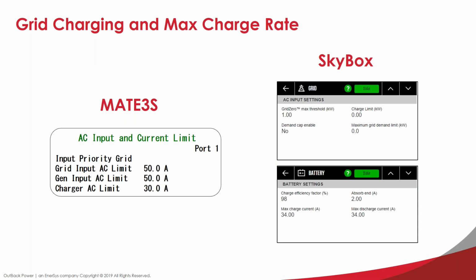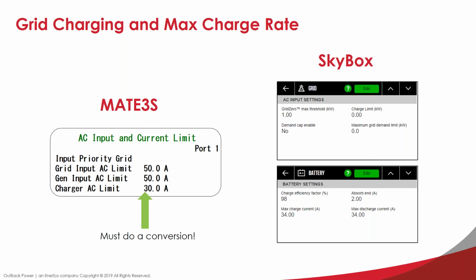All right, so now we're going to grid charging and our max charge rate. This is where it gets a little bit interesting. On the Mate 3S, your AC input and current limit is where we will navigate to for the charger limit, and that's in AC. You see down here on the bottom left of the screen, charger AC limit 30 amps. So that's AC amps.